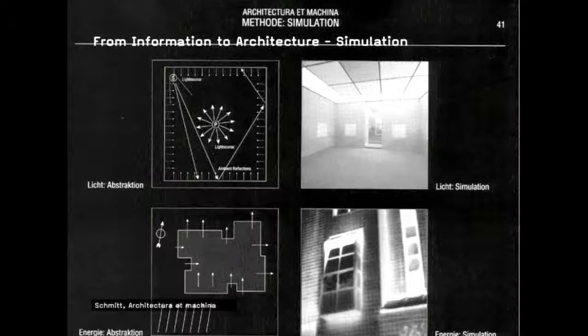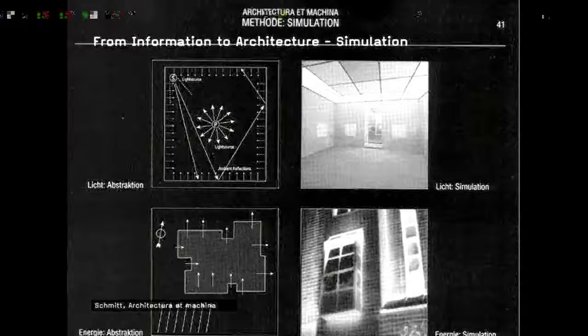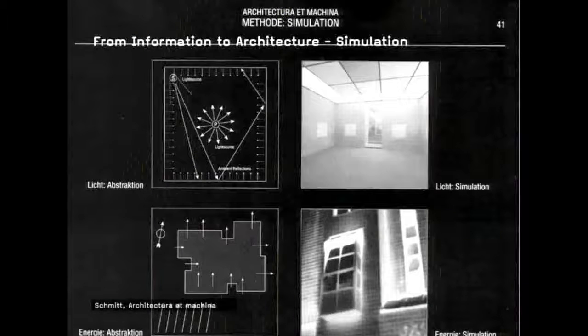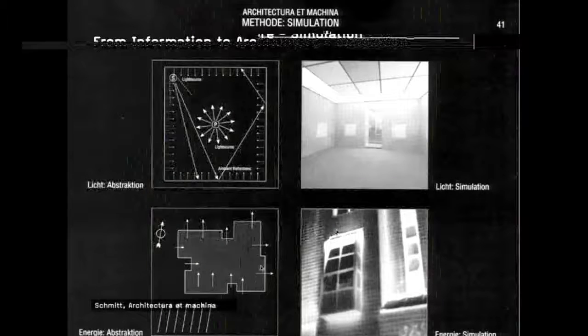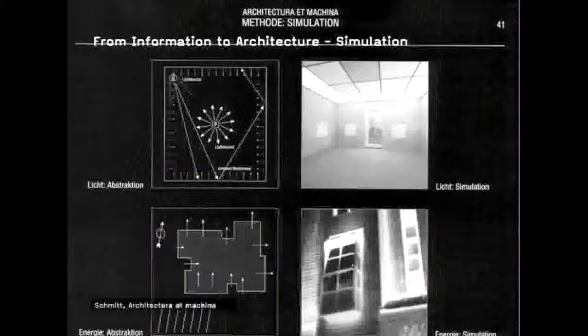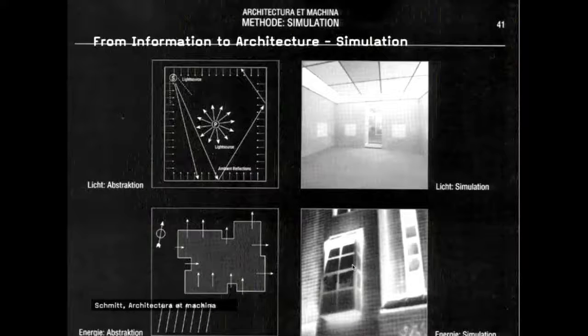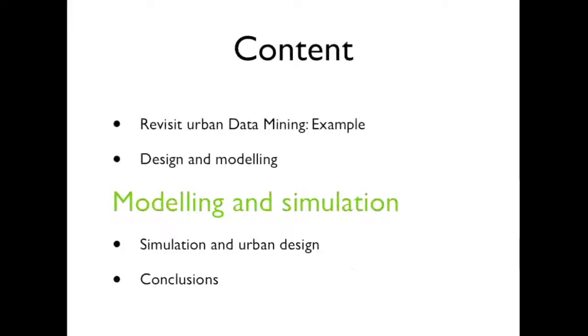And then you can use these abstractions, move them into a model, and then use these models to create simulations. Simulations, for example, of light over time, how it changes over time, or a simulation of heat transfer that you can see here, how the heat is going from the inside to the outside of a building, or here in Singapore it would be the other way around, from the outside to the inside. So these are some examples of design and modeling, how they are related. Now we move to modeling and simulation, how they are related.